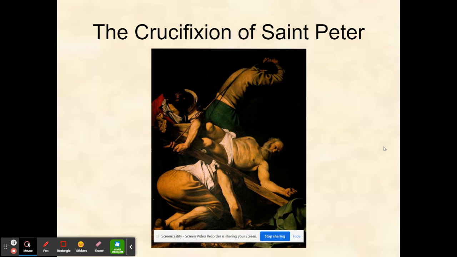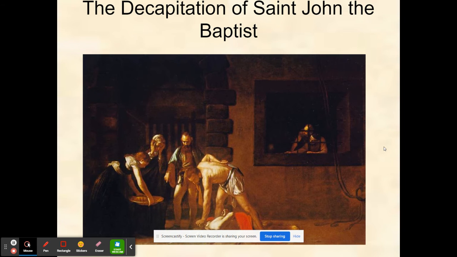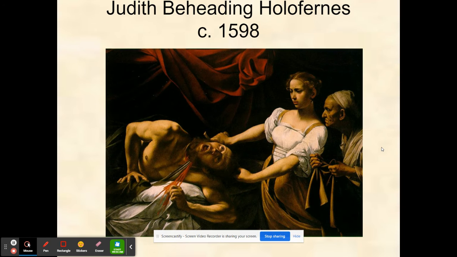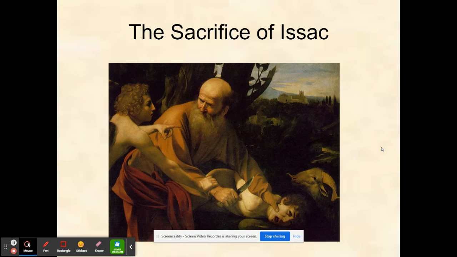Crucifixion of St. Peter. The decapitation of John the Baptist. Still, you can see that single light source. See how there's very much an emotion. And you can see the patron is clearly the church. Inspiration of St. Matthew. Now, this is the one we're going to talk about.